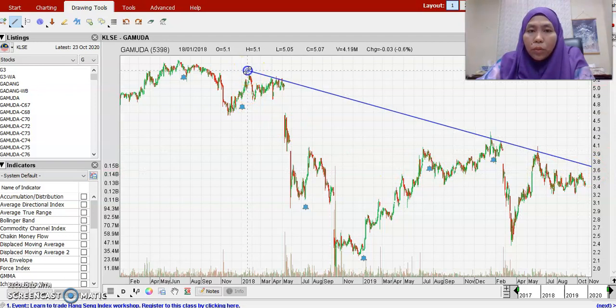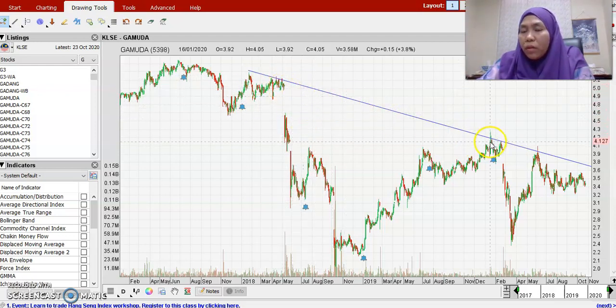Okay, so we need to connect at least two high points. In this case, this is the first high point, and after that the stock keeps creating a lower high. You can see a lower high, and then another new lower high. So it's confirmed that for the long term, the direction of this Gamuda stock is a downtrend.